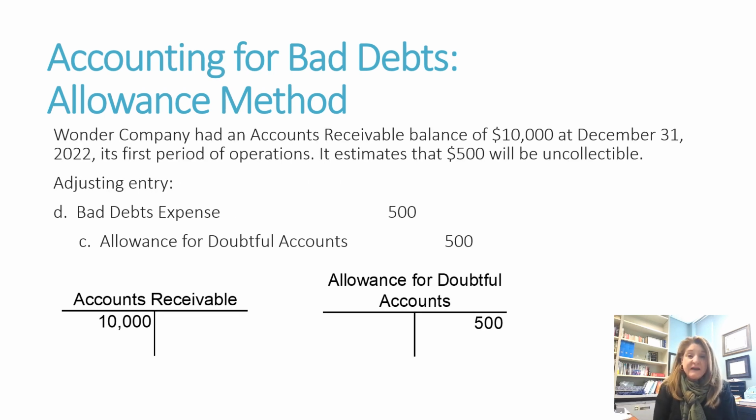Wonder Company had an accounts receivable balance of $10,000 at December 31, 2022, its first period of operations. At the end of the period, it estimates that $500 will be uncollectible. So they're going to make an adjusting entry, debiting bad debts expense and crediting allowance for doubtful accounts for that $500. So we now have an accounts receivable balance that has a debit of $10,000 and allowance for doubtful accounts has a credit of $500.